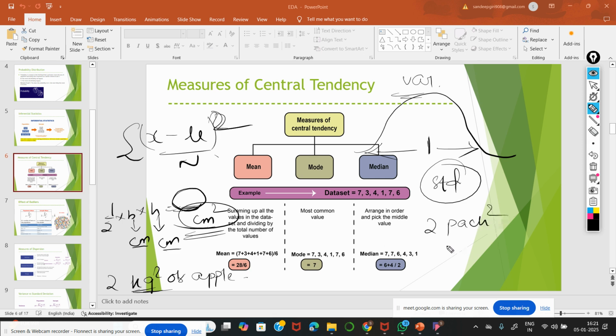Two packet square of milk. Will it make any sense? No, not at all. In the same way, coming to variance, in the formula, since we have a square term, even the unit is also going to get squared.